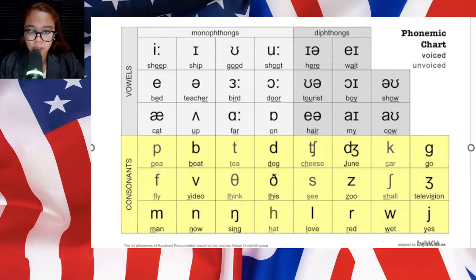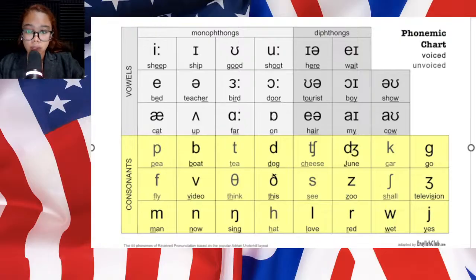Let's start with the discussion on consonants. Now, here the one in yellow. Here in consonants, they are not divided. Monophthongs and diphthongs are only for the vowels part, so there are no monophthongs and diphthongs in consonants. Here in consonants, they are divided by how hard it is to pronounce this particular letter.